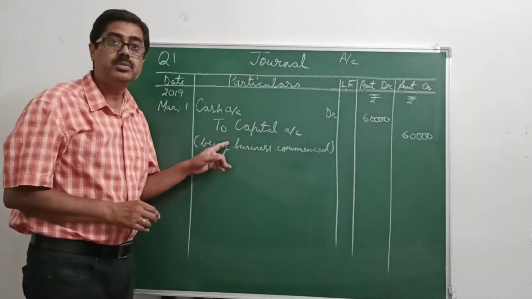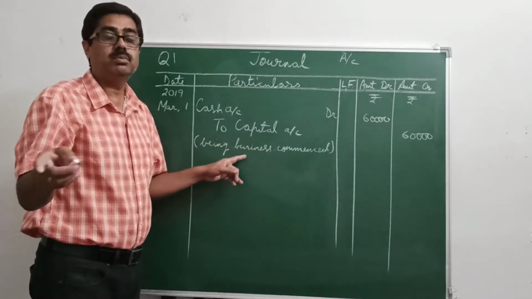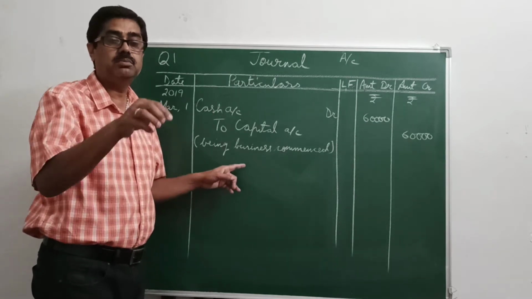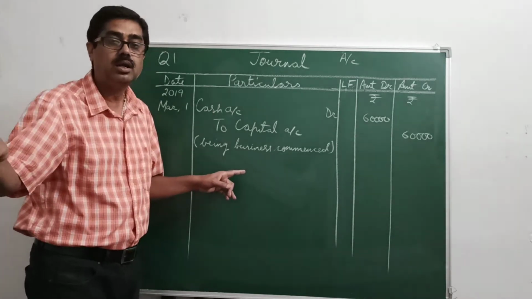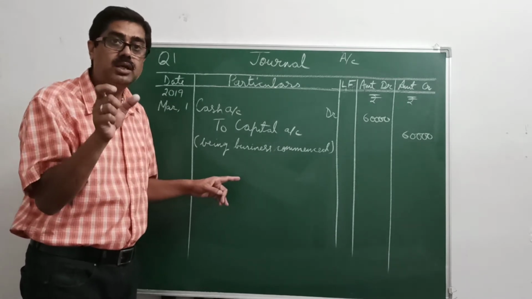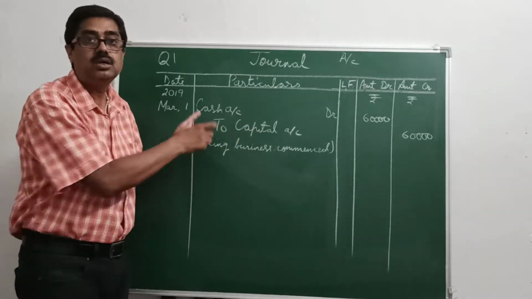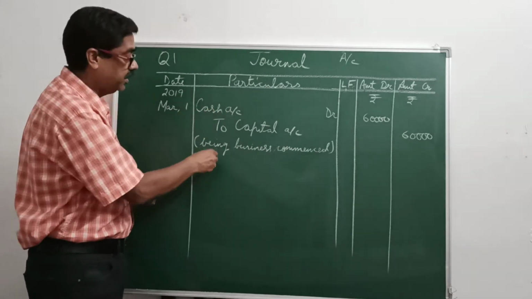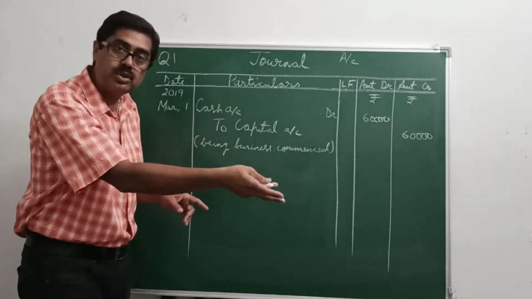Close the bracket. Means business started. In the book they must have given in the illustration being business started by Manohar Lal. We can avoid that. Just now I said narration is a brief description. Brief means in lesser words you have to express about the transaction. So being business commenced or being business started also can write, it's correct.